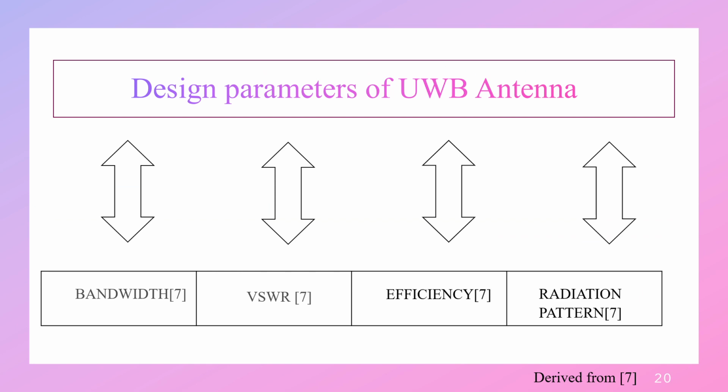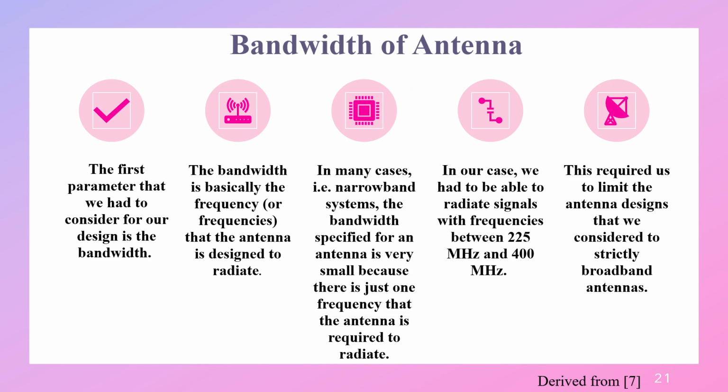Now coming to the design parameters of the UWB antenna, I have considered four major design parameters, which are the bandwidth, VSWR, efficiency, and radiation pattern. Let's come to each one in detail.